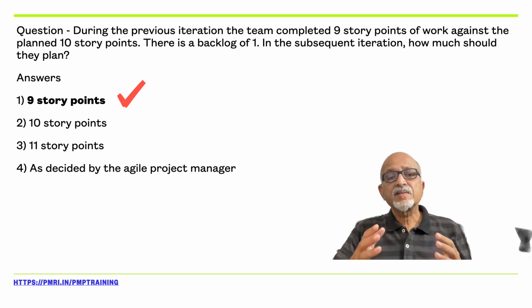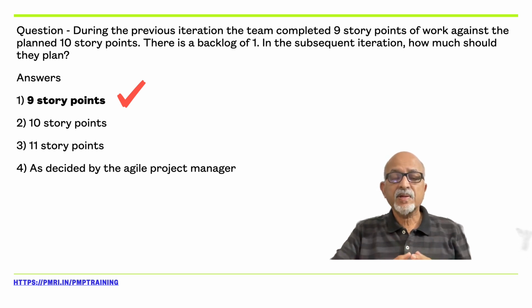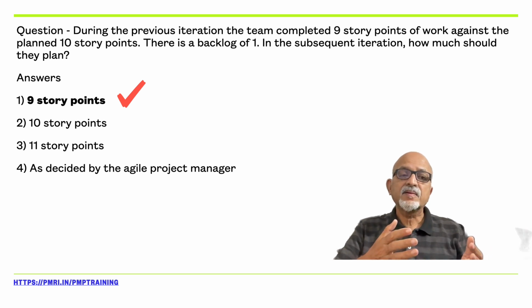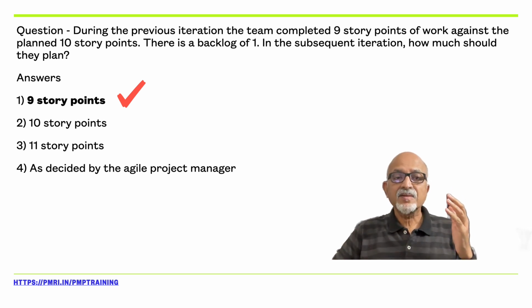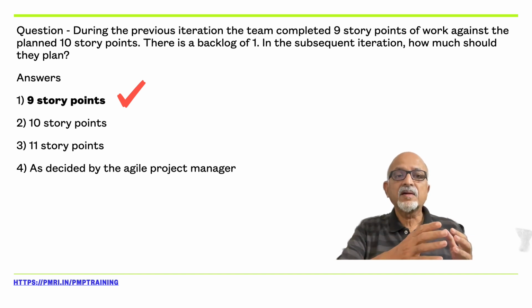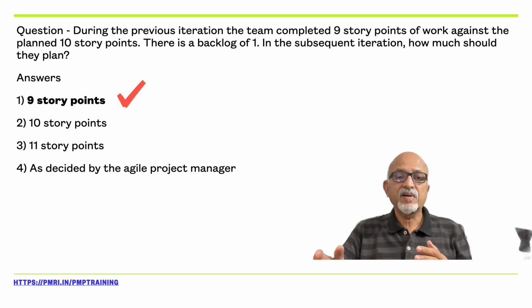This is contrary to the traditional project management. Now, in the current sprint, if you have planned 10 and if what is achieved is 9, there is a backlog of 1. That means logically in the next iteration we must plan for 11. That is based on the traditional project management thought process. So there is a 1 shortage here. So in the next iteration we must compensate for it.